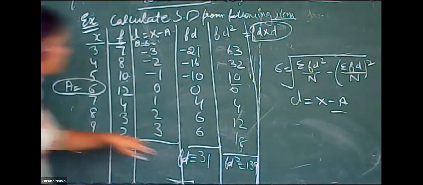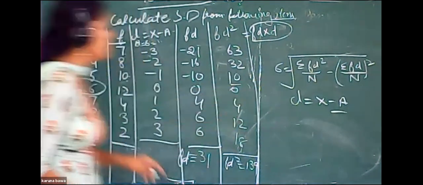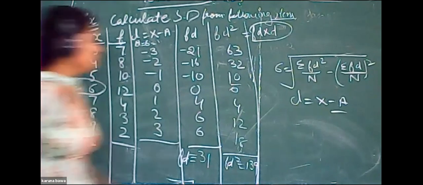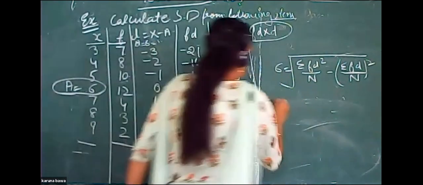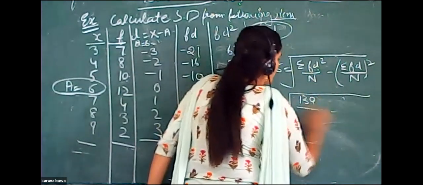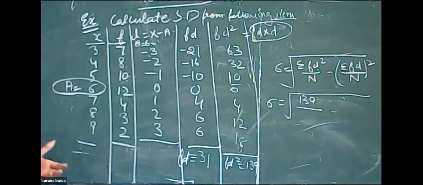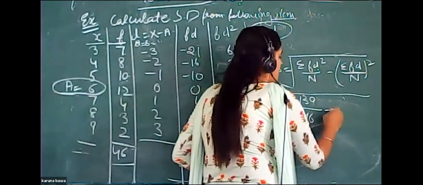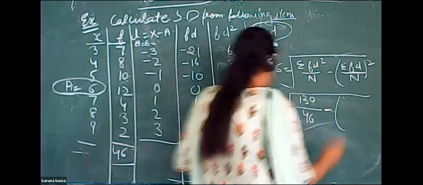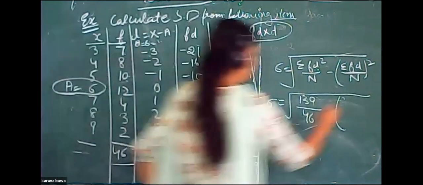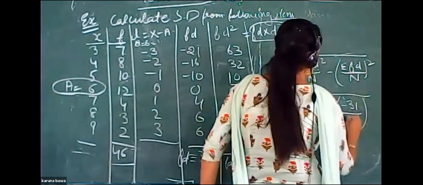So basically, put these values into this formula. So now, put these values into this formula. Sigma is equal to the square root of summation f d square, which is 139, divided by n. n is the number of observations, which means the total number of observations in the frequency, that is 46. So 139 by 46 minus summation f d, which is minus 31, divided by 46, whole square. And n is 46.